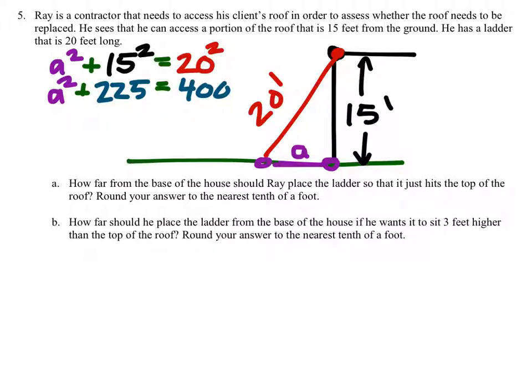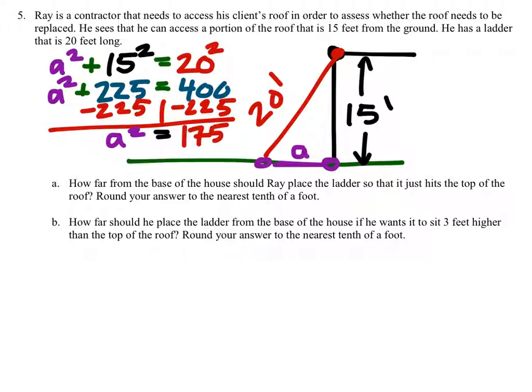Now to solve for A squared, I'm going to need to subtract 225 from both sides. And that will give me just A squared. Then we do need to simplify these by square rooting both sides, which gives us just the A value, the square root of 175. So I got 13.2, and that is in feet. That is the distance from the base of the ladder to the base of the house.